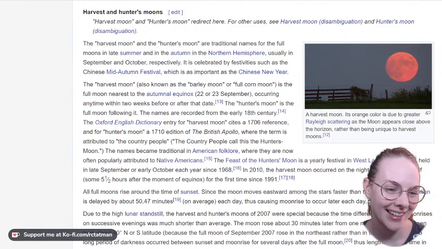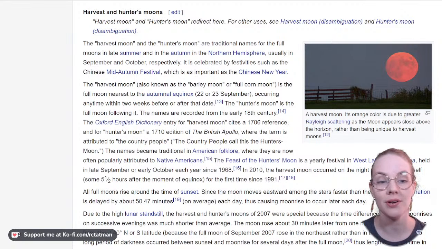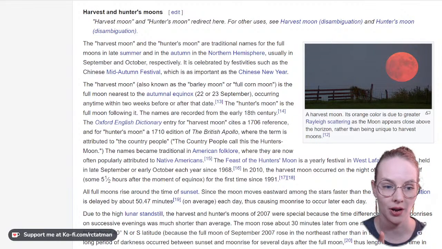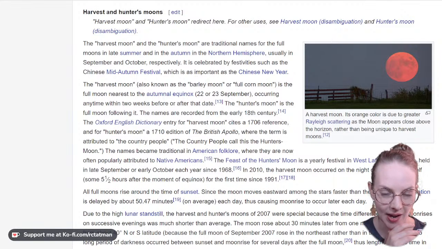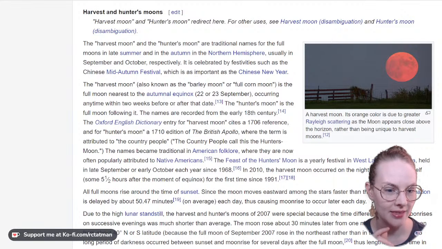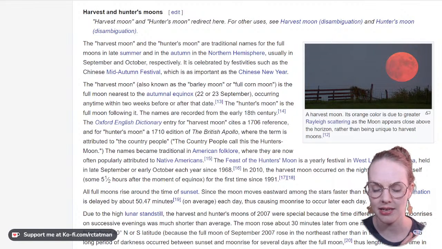Well, the harvest moon is the full moon nearest the autumnal equinox, occurring anytime within 2 weeks before or after that date. Like I mentioned, it's about a 20-day spread. The hunter's moon is the full moon following it. The names are recorded from the early 18th century, so 1700s. That's pretty late.